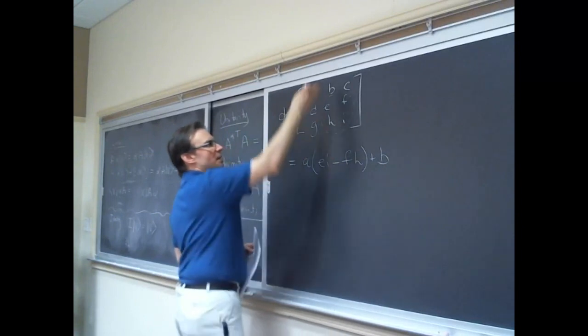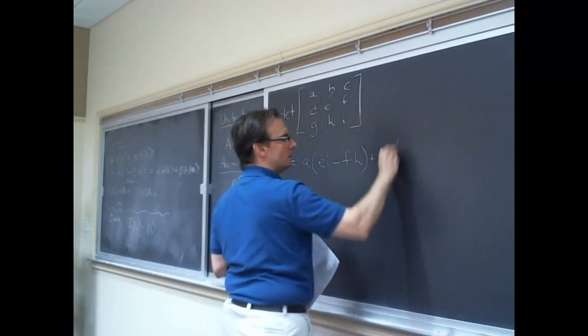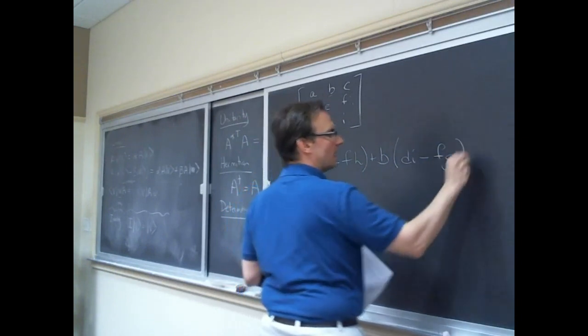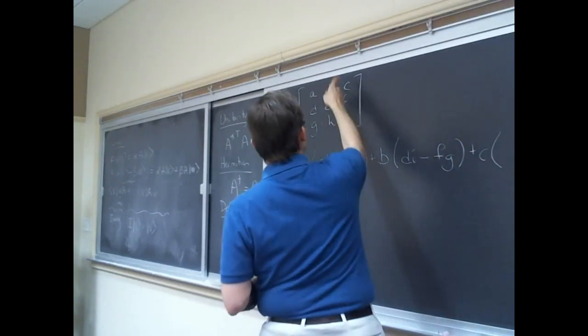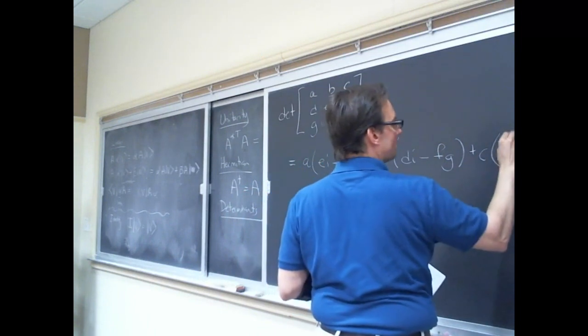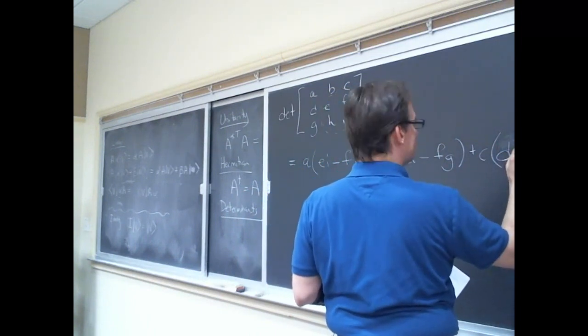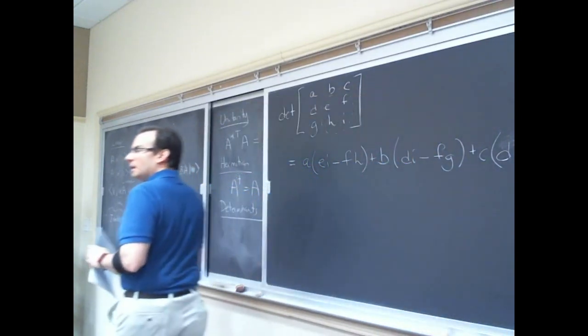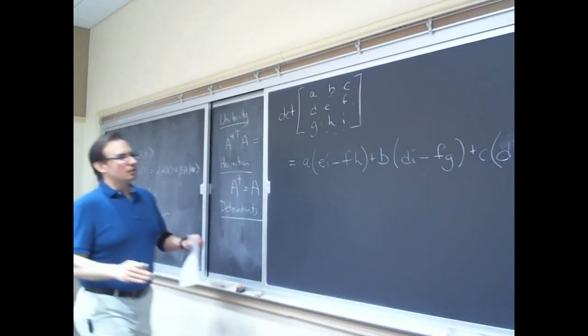Plus B, do the same thing, eliminate column and row, DI minus FG. And finally C times, eliminate column and row, it's going to be DH minus EG. Okay? Need a negative sign on the B.